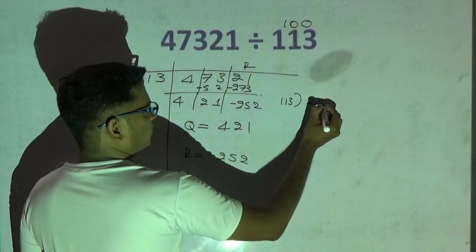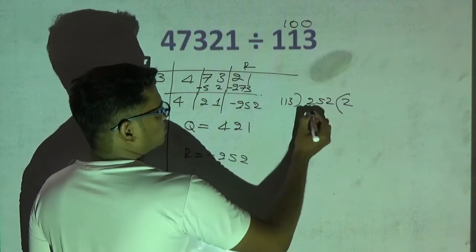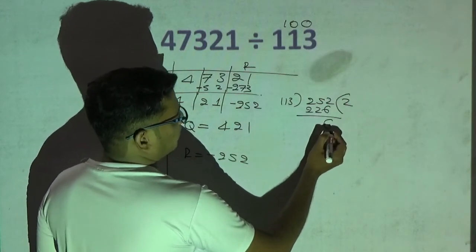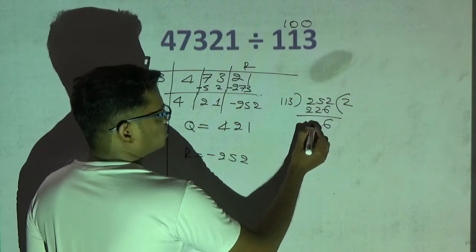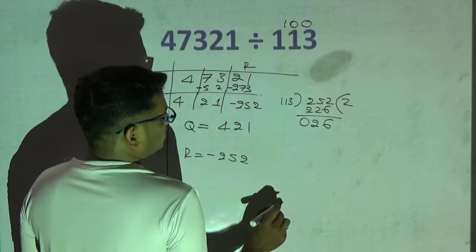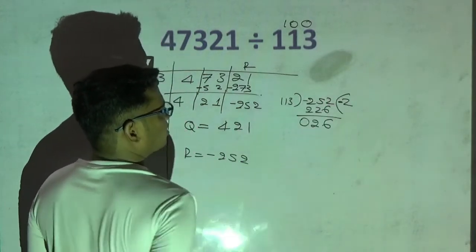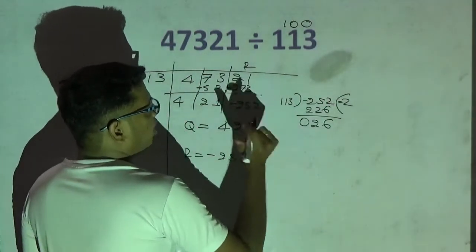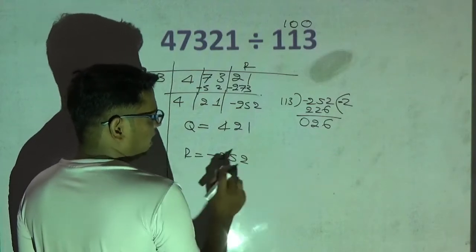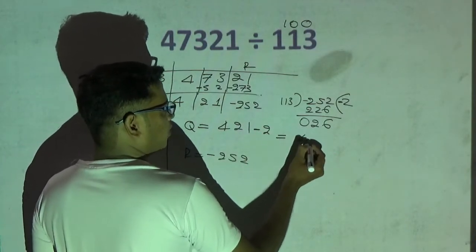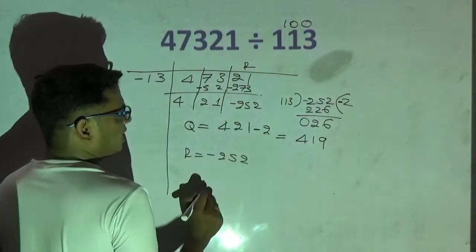113 and 252. How many times? 2 times. That is 226. 12 minus 6 is 6. Okay. Here 4 minus 2 is 2. This is 0. Since there is a negative symbol, I will write the minus symbol. Okay. Now 113, how many times? 2 times. But negative symbol, therefore minus 2. Therefore the quotient becomes 419. Still this is not the answer.